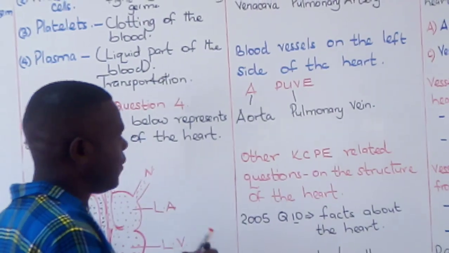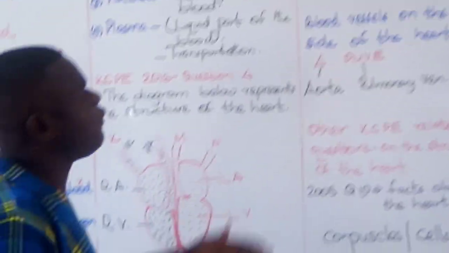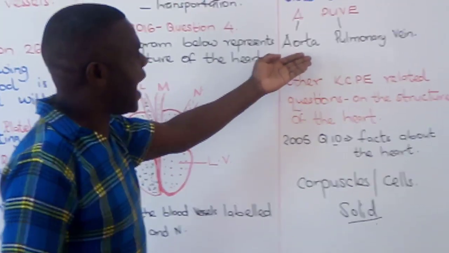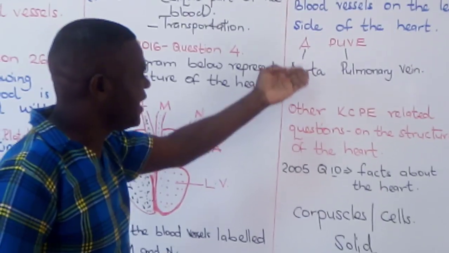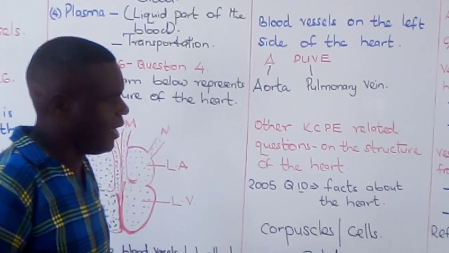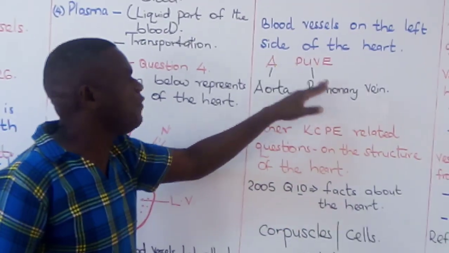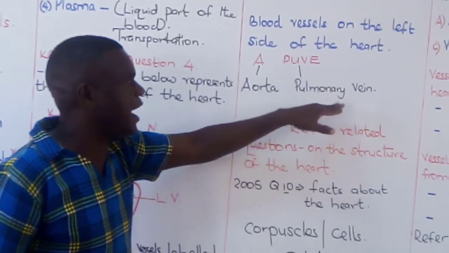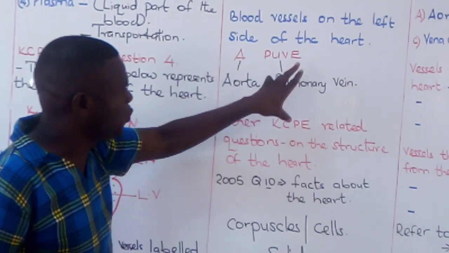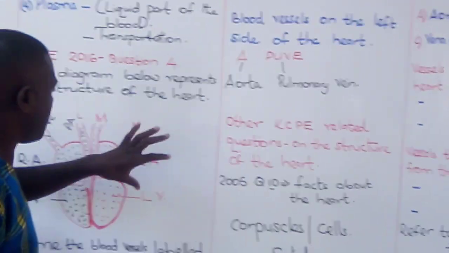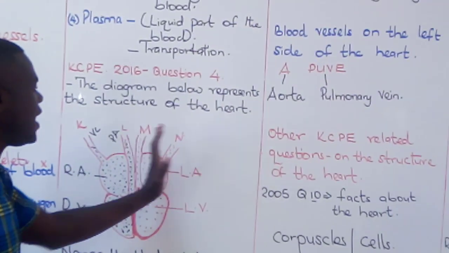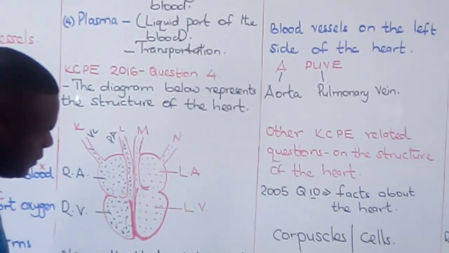PUVE stands for pulmonary vein. So for us to remember easily, you say PUVE, and know that R stands for aorta and PUVE stands for pulmonary vein. These are the two blood vessels that are found on the left side of the heart.